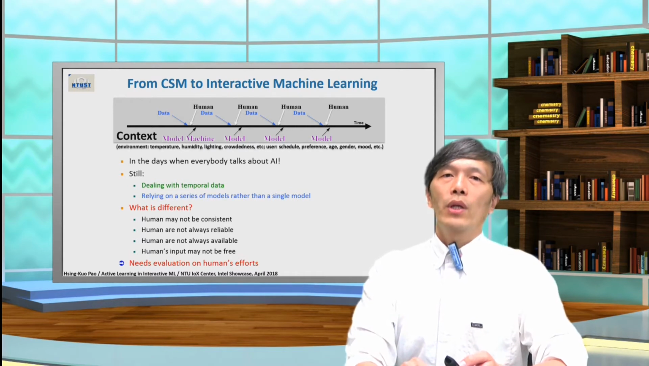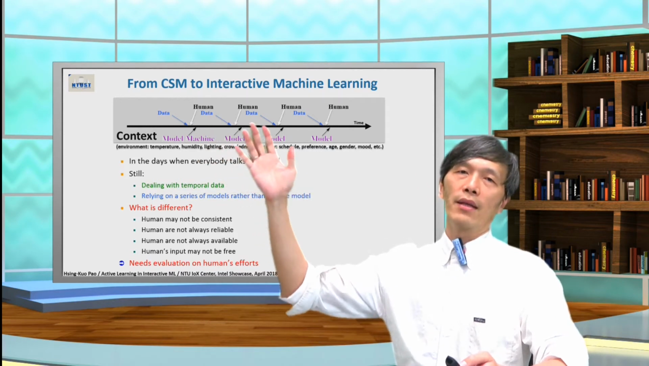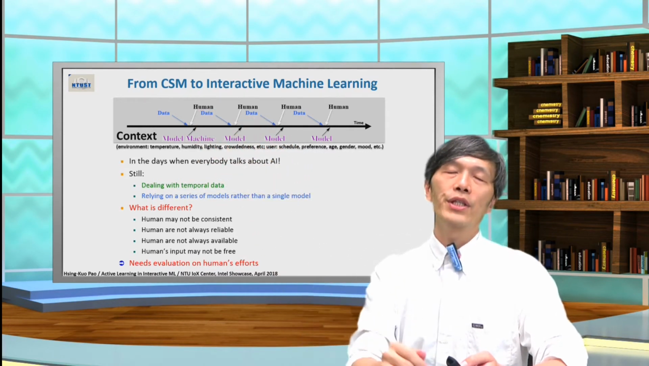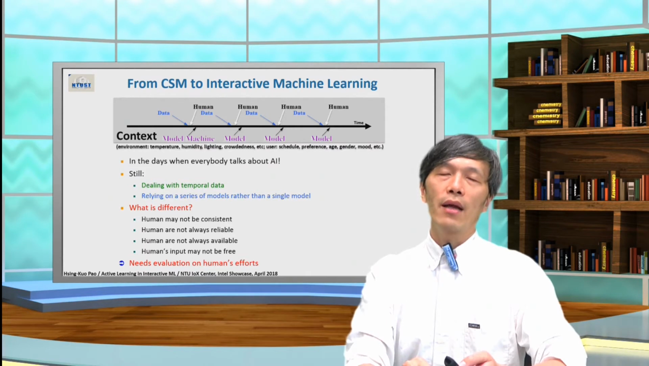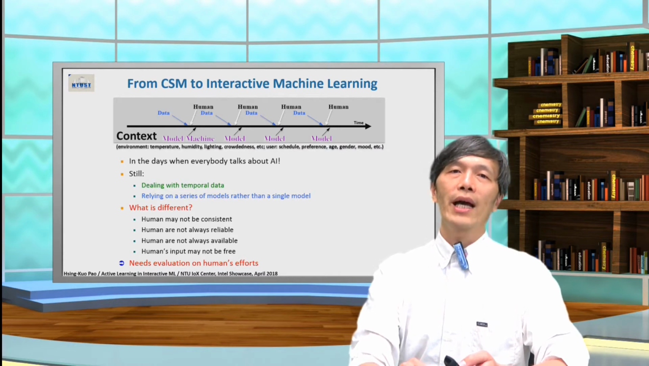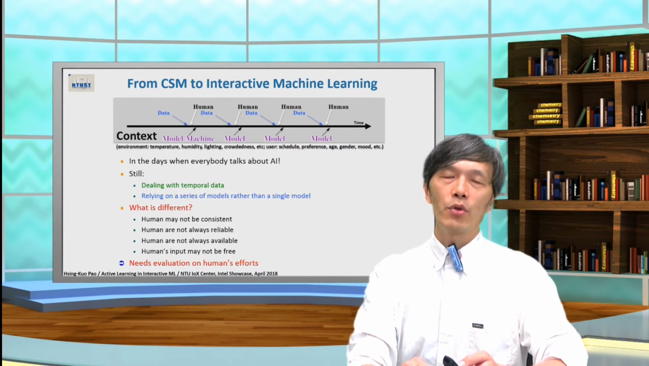Okay, so what we want to emphasize is that if we talk about online, it's online learning, right? But what we want to say is more than online learning. We want to analyze that the human factor in this learning loop is not as simple as what we expected before, such as human labeling, for instance. Human labeling may not be consistent. Human labeling may not always be reliable or available, etc. So we want to put more focus on this part.